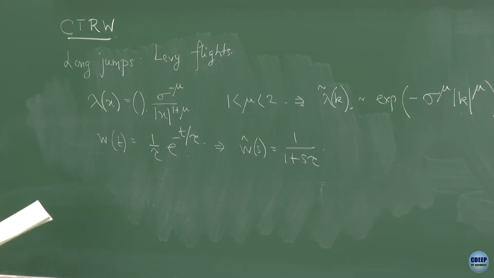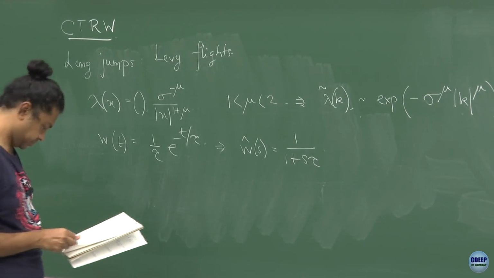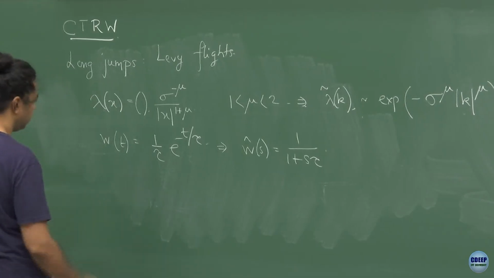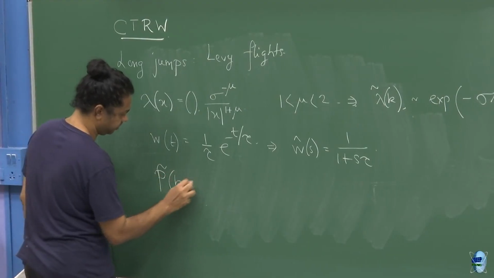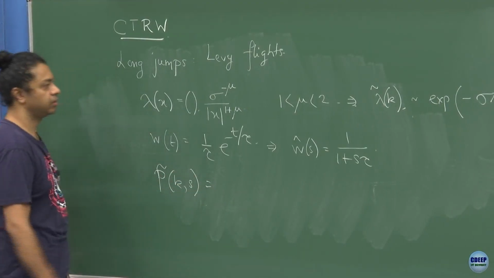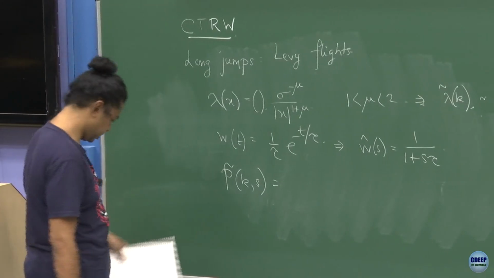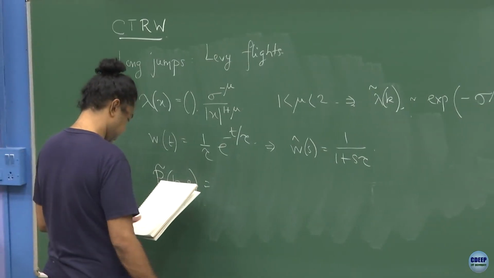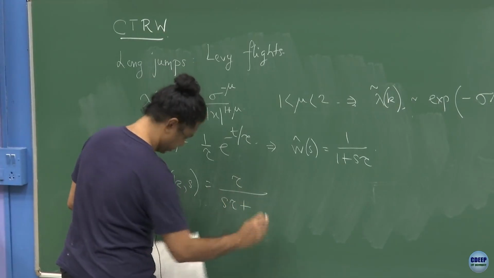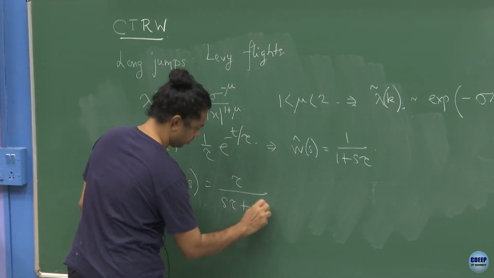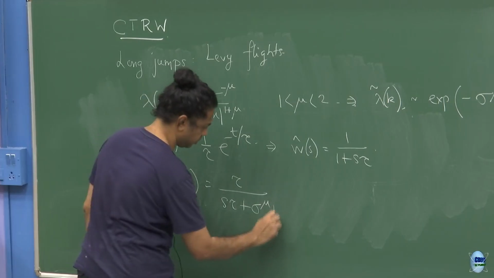Now, in this case, again you can write down the Fourier Laplace transform P tilde of Ks using whatever formula we had, and that gives us tau by s tau plus sigma to the power of mu mod k to the power of mu.